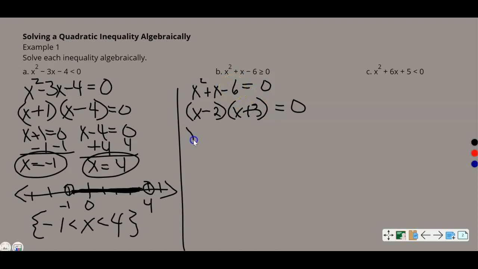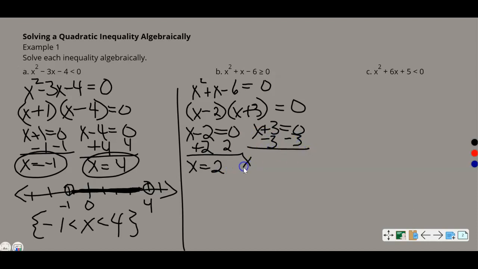All right, now set each factor equal to 0. I'm going to add 2 to both sides. x equals 2. Subtract 3. x equals -3. Now, again, this determines our critical values, which allows us to put those numbers on the graph or on the number line. So I've got a number line here.